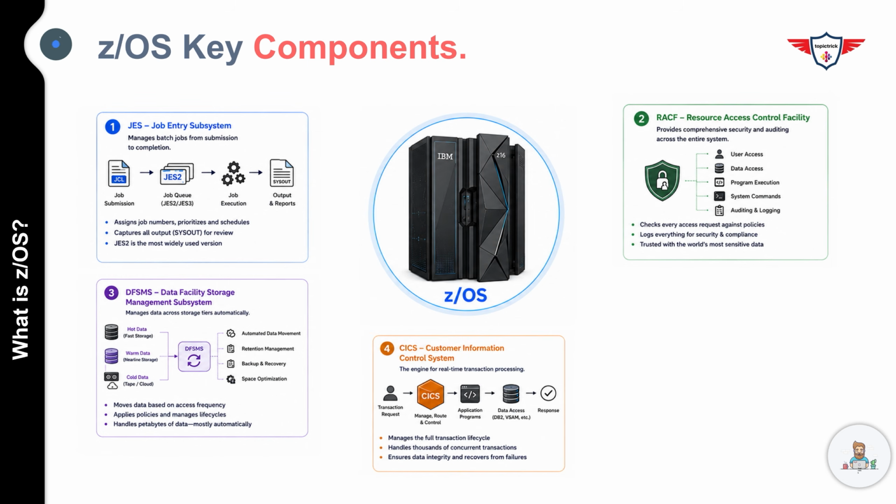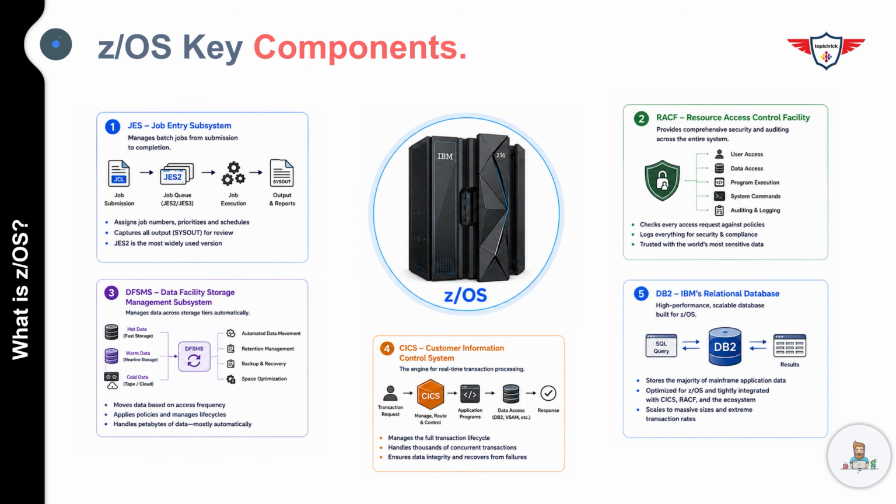personal data. Now, the next component is DFSMS, that is Data Facility Storage Management Subsystem. As you all know, mainframe is known for its processing power. It processes billions of transactions every day, every second. Now data storage is a complex problem. You have hot data that needs to be accessed in milliseconds. You have warm data that needs to be available but does not need to be on the fastest storage. And you have cold data or archive that you rarely access but must be available as and when it is required. So DFSMS manages all of this automatically.